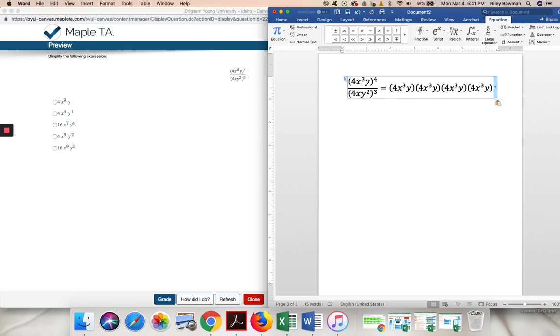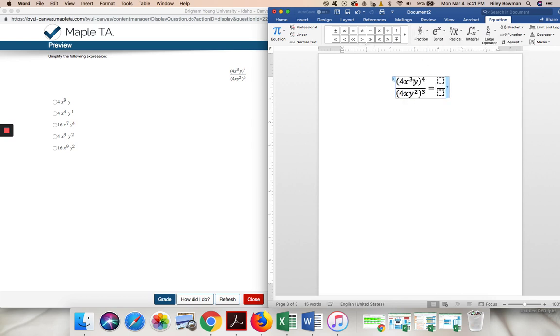So that means I have 4 times 4 times 4 times 4, or 4 to the fourth. It also means I have x to the third 4 times. So how many x's is that? 3, 3, 3, and 3. That's x to the 12th. And the last one I have y to the fourth, because there's 4 y's. So I could do it this way, which is the longhand.